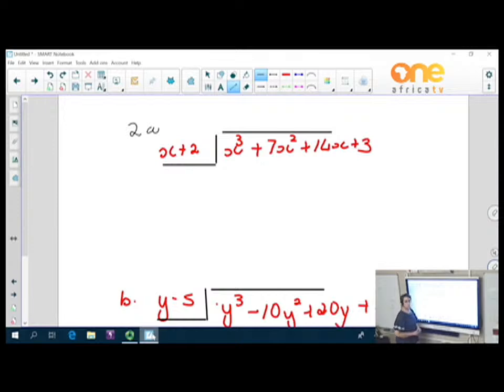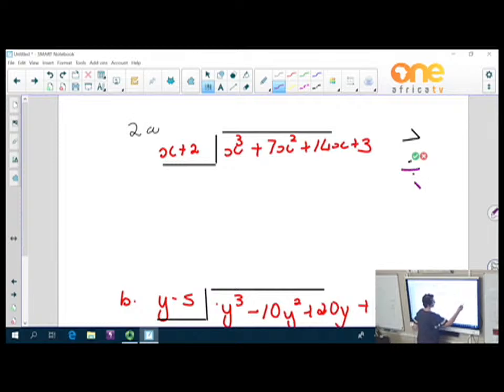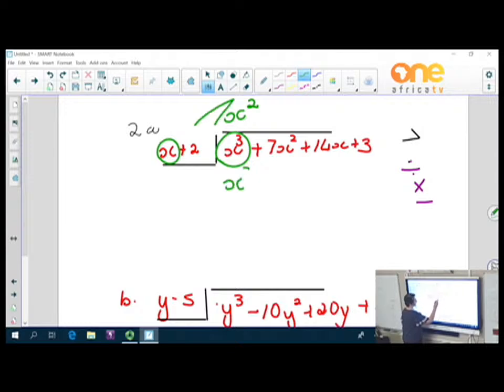Right, grade 10s, let's mark the following. So now we have just expressions with more powers, but it works the same. Divide, multiply, and subtract. That's what we're going to do all the time. So the first question is, how many times will x divide into x to the power of 3? x squared times. Multiply. So it's x cubed plus 2x squared. Remember, we multiply with both of them there.